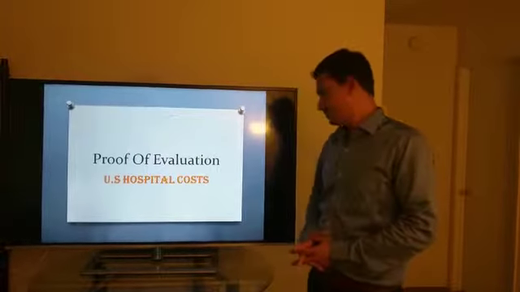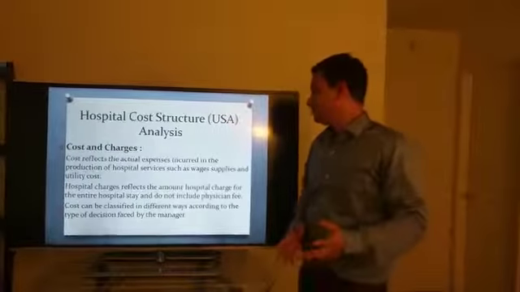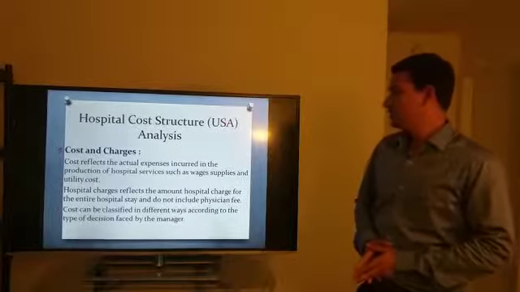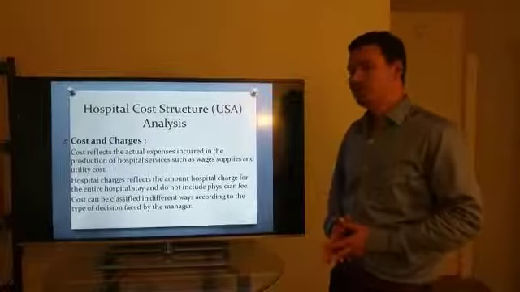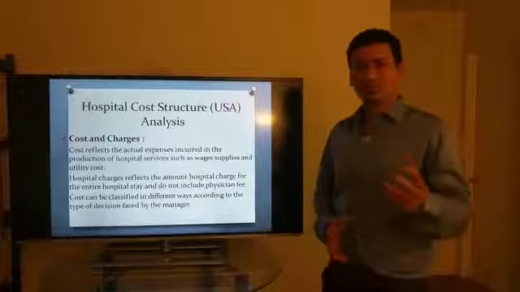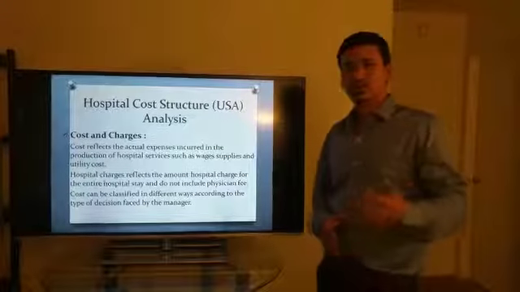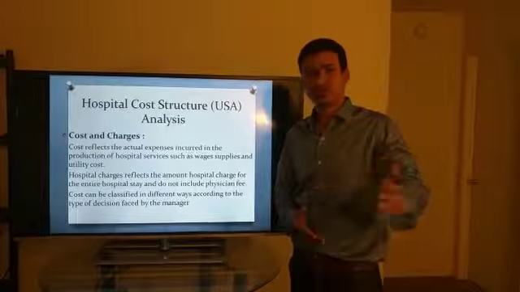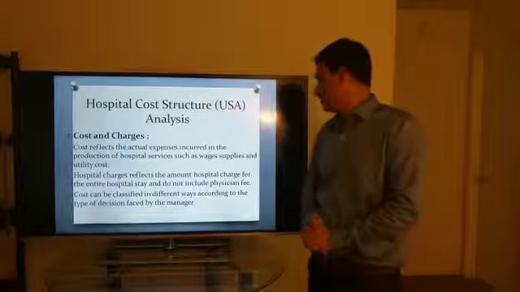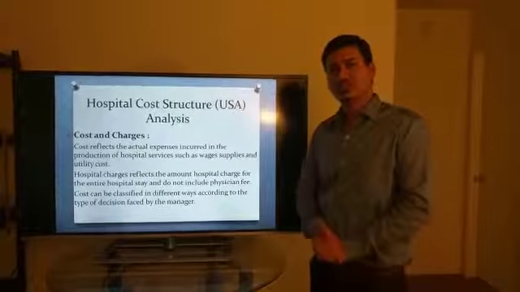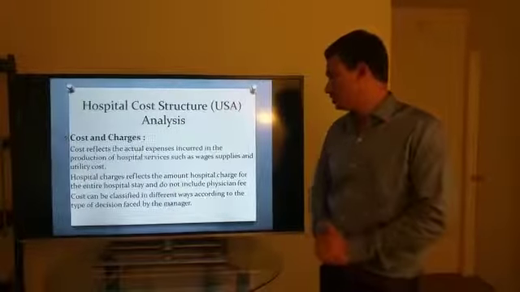What is cost? Cost usually reflects the actual expenses incurred in the production of hospital services such as wages, supplies and utility costs. So costs are the actual expenses incurred in the production of the services which the hospital provides, and they also pay the wages, and they also incur the cost for the supplies and utility costs.